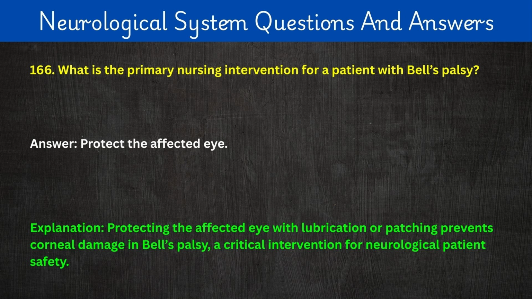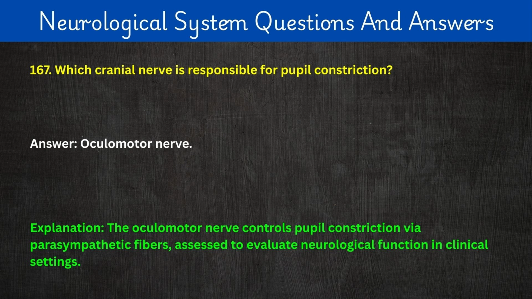166. What is the primary nursing intervention for a patient with Bell's palsy? Answer: protect the affected eye. Explanation: protecting the affected eye with lubrication or patching prevents corneal damage in Bell's palsy, a critical intervention for neurological patient safety.